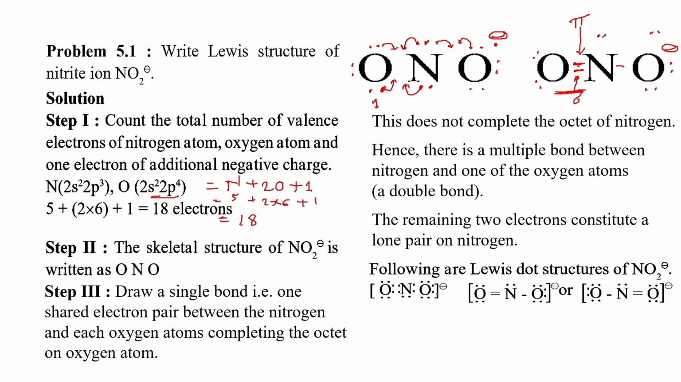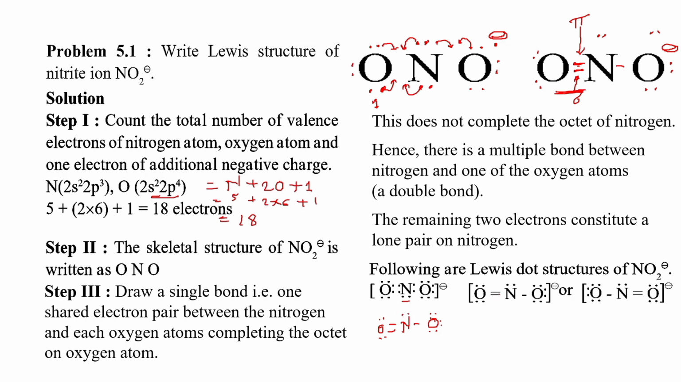Look at the following Lewis dot structures of NO2 minus. In the first one, there is the formation of the double bond between the first oxygen and the nitrogen, with two lone pairs of electrons, and another single bond between the second oxygen and the nitrogen, with 3 pairs of electrons, and nitrogen retains these two electrons.